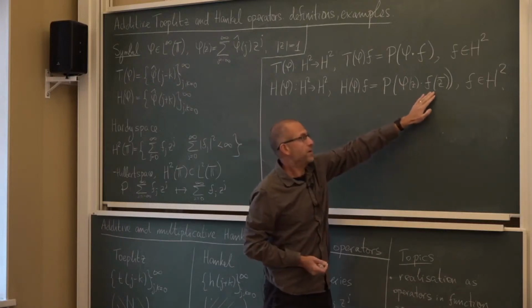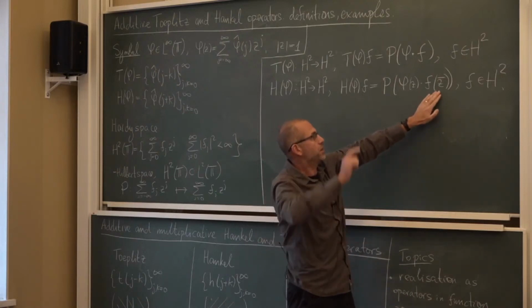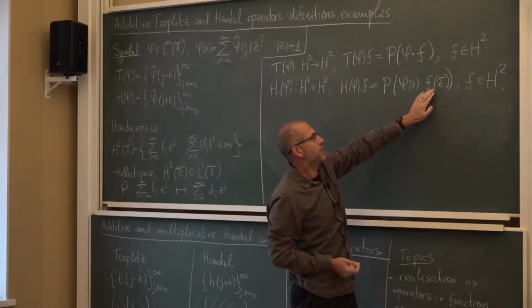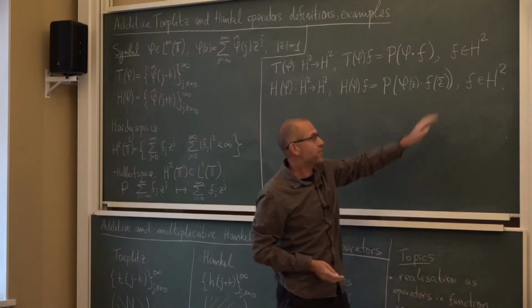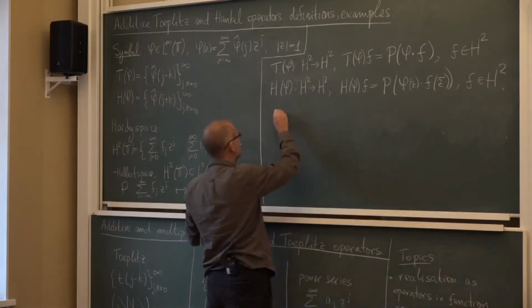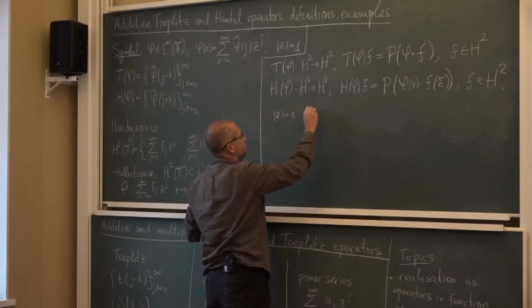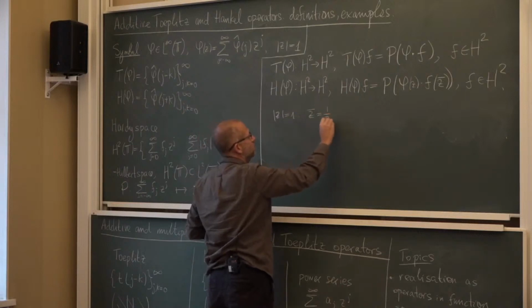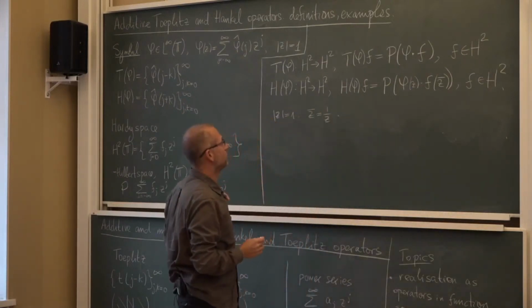So when I take my element in the Hardy class, I actually flip it. I started with Z, and now I consider Z bar. When I write Z bar, I mean Z being on the unit circle. Z bar, of course, on the unit circle, is the same as 1 over Z, right? When we read Z bar instead of 1 over Z.